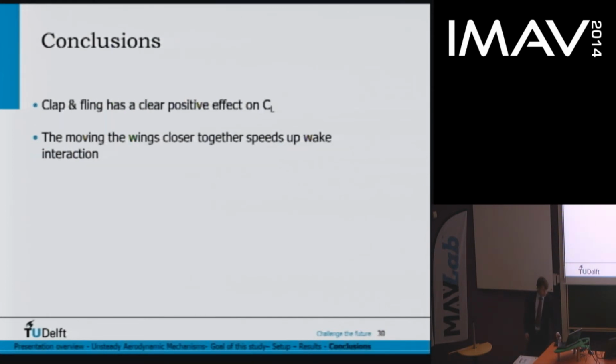Now, as for clap and fling, we saw a clear beneficial effect on the lift coefficient and the lift buildup, and this was initially more pronounced in case deformation caused a larger part of the wing to be near the symmetry plane. However, we also saw that when they became too close, the interaction between the new leading edge vortex and the previously set vortex actually occurred much faster, and this limited the benefit of the clap and fling.